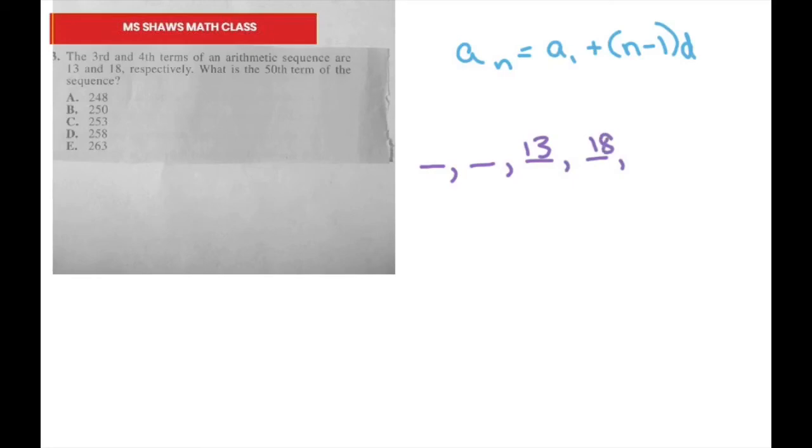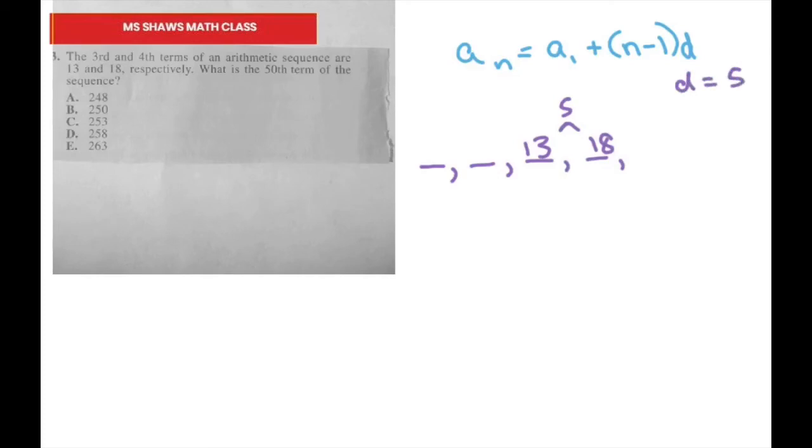The next problem is this one, arithmetic sequence. And for this one, you really need the formula for an arithmetic sequence: a sub n is your first term plus the number of terms minus 1 times your common difference. They give you the third and fourth terms, which are 13 and 18. So our common difference here is 5. So our d is 5.